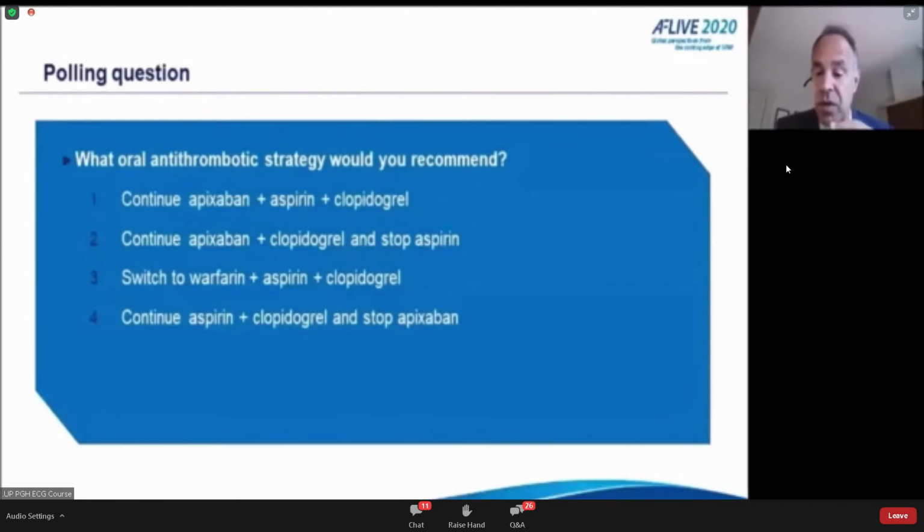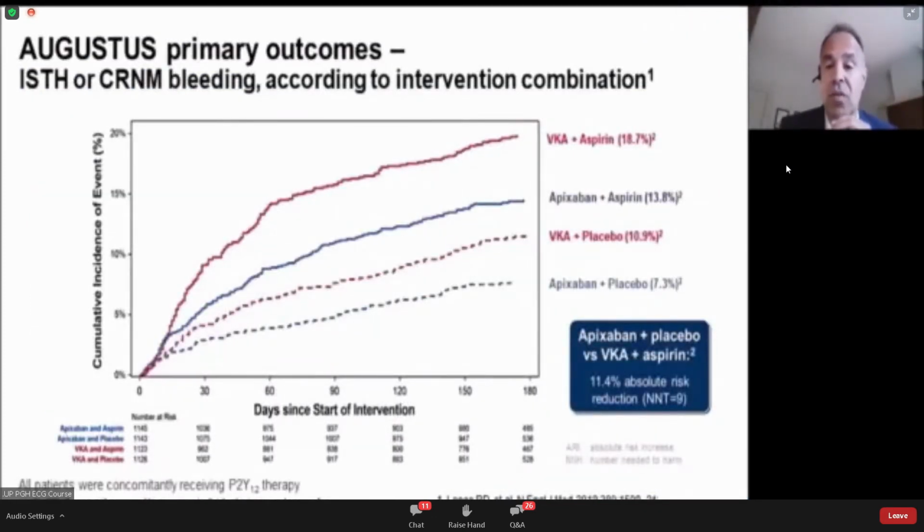So the most frequent was option number 2, or B here, which was to continue apixaban and clopidogrel and stop the aspirin. That was followed closely by continuing so-called triple therapy, all 3 therapies, option 1, option A, with a much less frequent choice of option number 4, D, to continue aspirin and clopidogrel and stop apixaban. So we've got lots of different choices here. What does the randomized clinical trial evidence support?